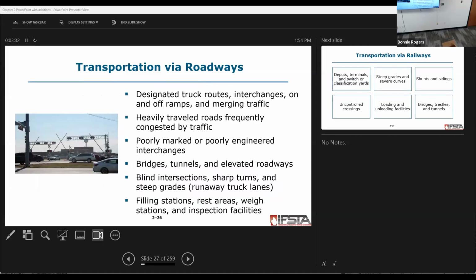Our area is growing, it's going to become more congested. We're probably increasing the frequency of traffic incidents. There's always the potential at bridges, tunnels, blind intersections, and filling stations.